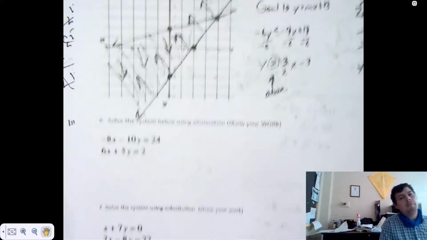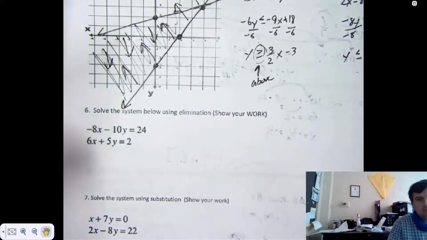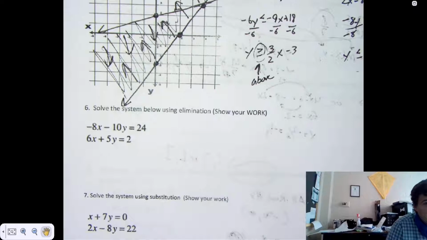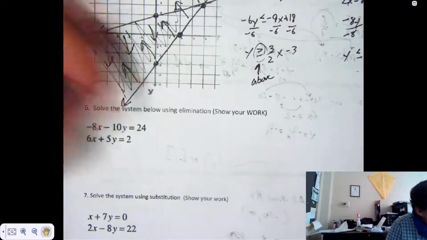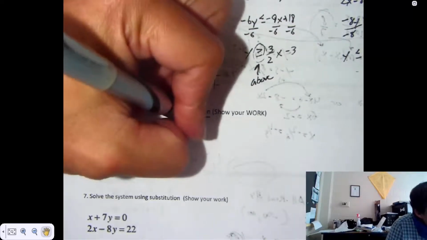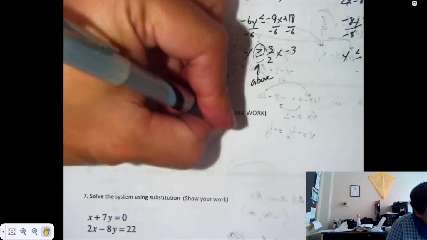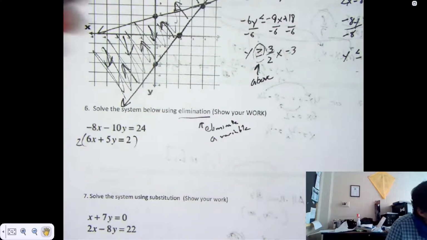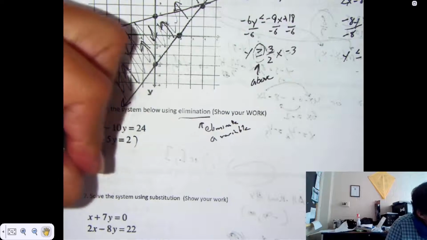And there's that one. All right, number 6, solve using elimination. I'm going to attack y. Tomorrow it might be attack x. What I'm going to do is double the bottom equation. Elimination means eliminate a variable. That's what it means. It's up to you to decide which one you want to use. But I'm going to double the bottom, and you'll see why in just a second.